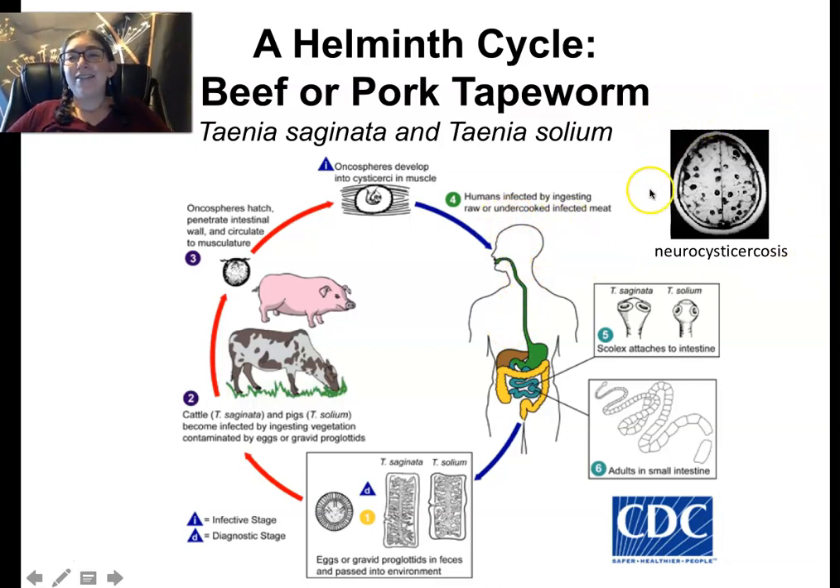And this here is a brain scan of someone who has what's called neurocysticercosis, or basically tapeworm cysts in the brain. That's what all of these dark spots are. That's not normal. And these are untreatable at this point.